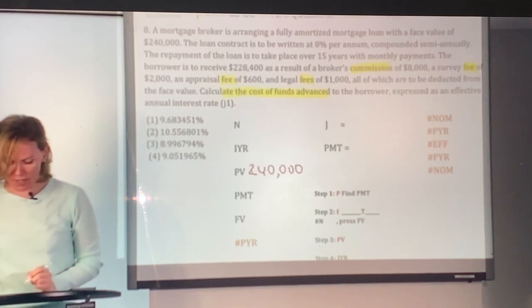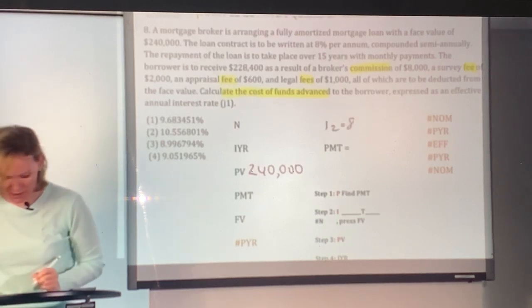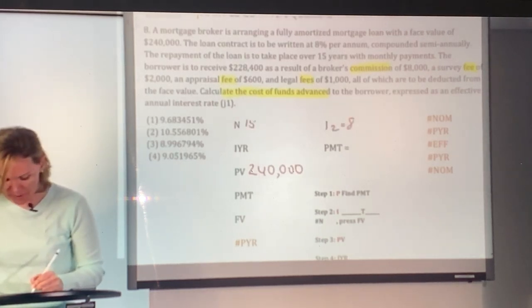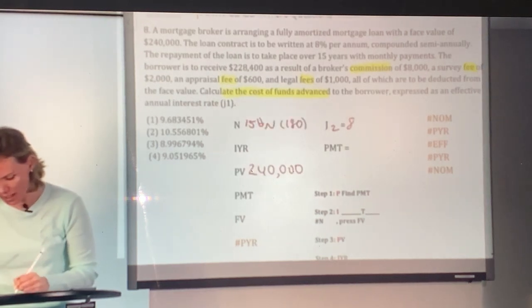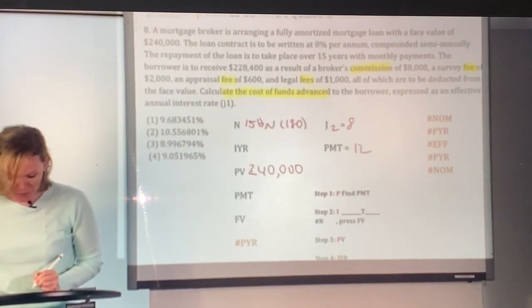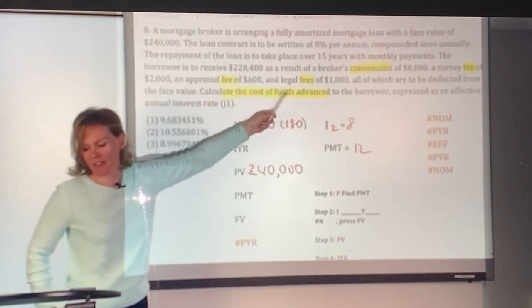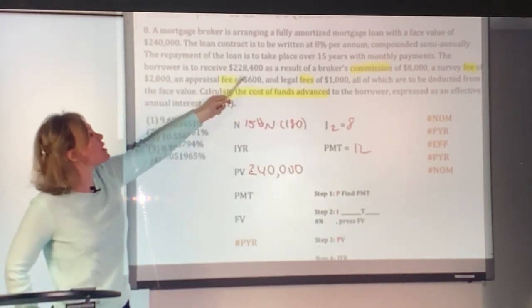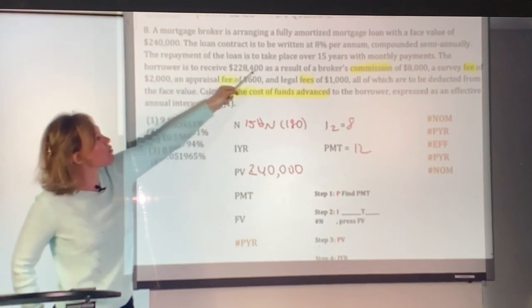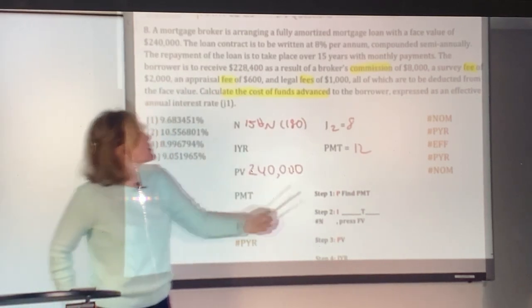Good job. Next one, 8% compounded semi-annually, so J2 equals 8. 15 years with the monthly payments, so 15 shift N will come up as 180. Payments are monthly. And then we have all the fees in there. And then they tell me the borrower is to receive 228,000 as a result of all the fees. So they basically did the math for me. They minus all the fees for me out of that 240. So I know this is going to be my step number 3 PV. Right? So I can just put it safely in there.